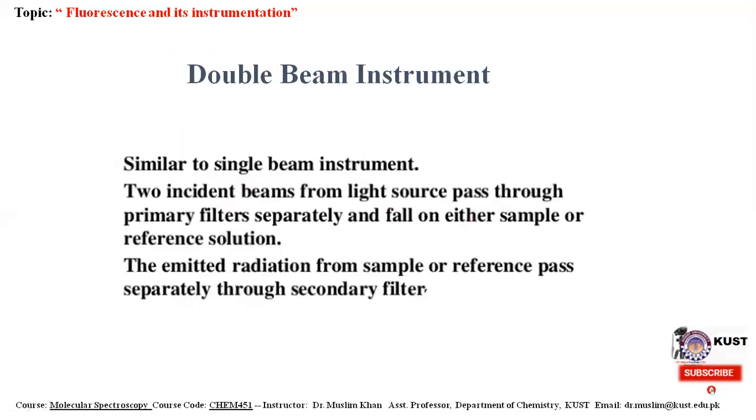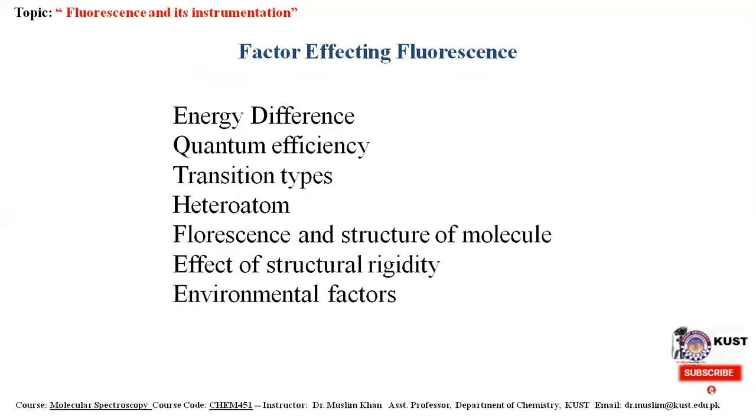The double beam instrument is similar to the single beam instrument, but with two incident beams, where the light is split into two. Half of the light goes to the reference cell and half goes to your sample cell. The emitted radiation from the sample or reference passes separately through the secondary filter. The advantage is that you can use this reference cell here.